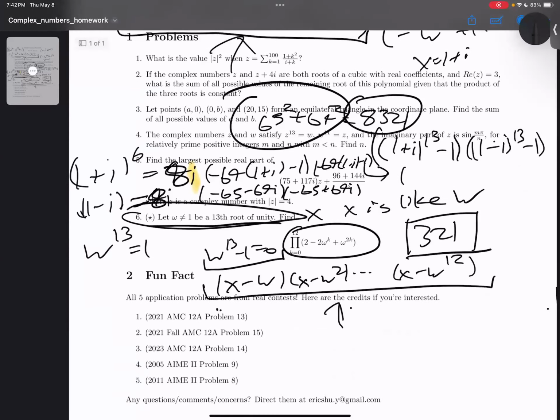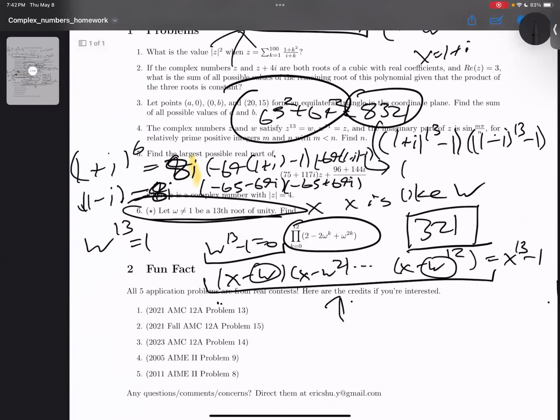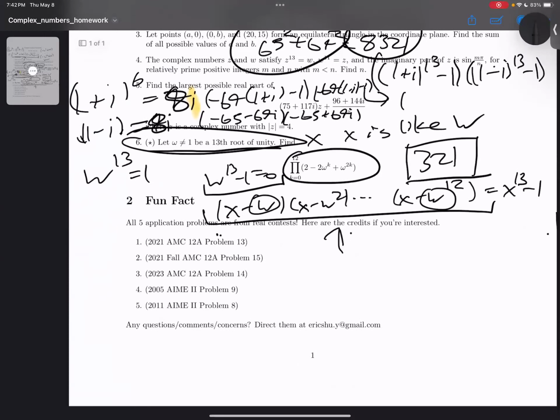Yeah, because back on track. So the cycle of omegas, x minus roots of unity, that's important because you know that this is just equal to x to the 13th minus 1. That is very cool, and you should know that because it is important at contests.